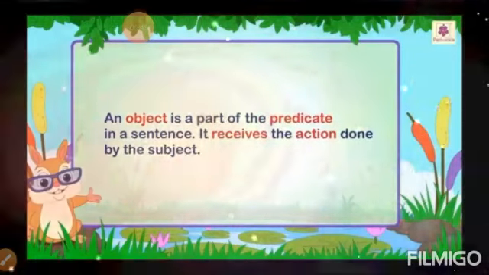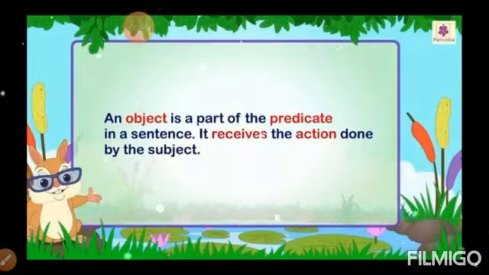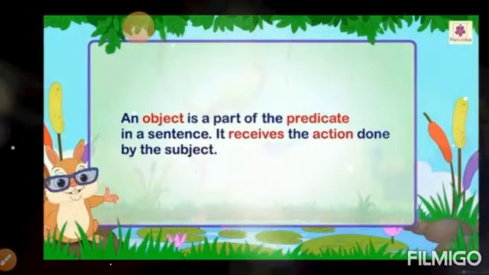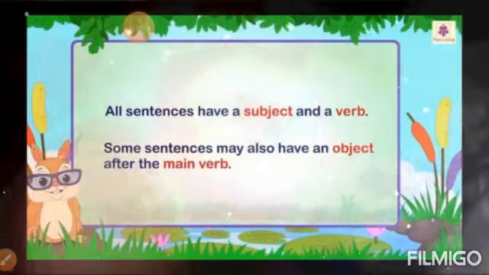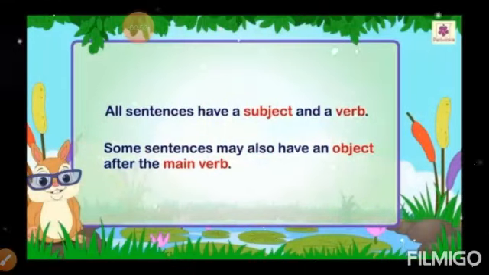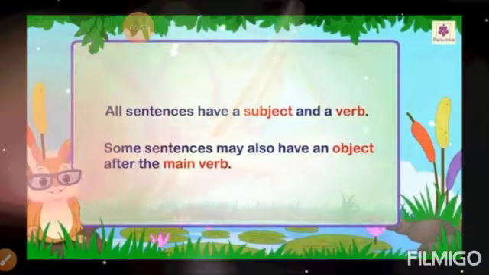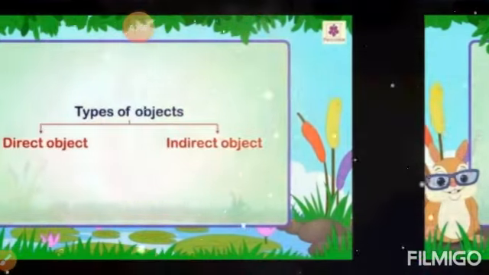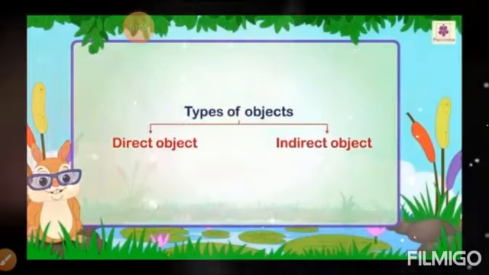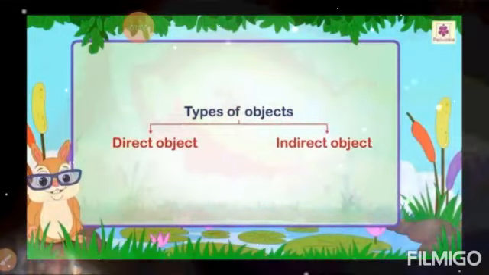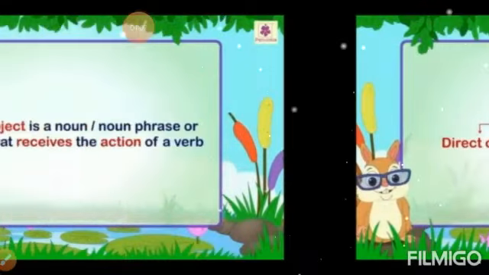An object is a part of the predicate in a sentence. It receives the action done by the subject. All sentences have a subject and a verb. Some sentences may also have an object after the main verb. There are two types of objects, direct object and indirect object.